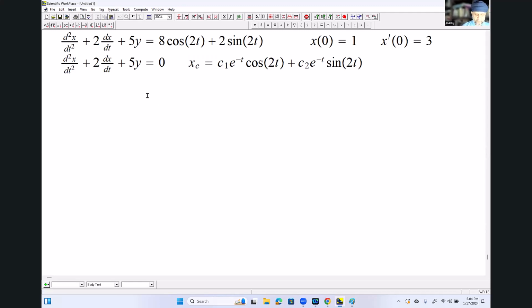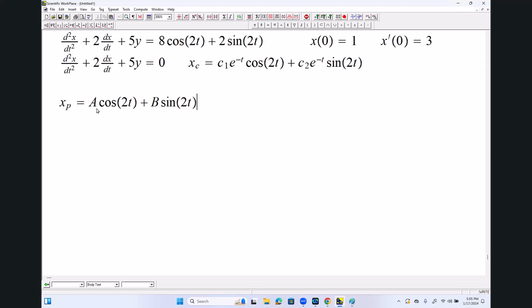Now looking at the form of the function, what looks appropriate for xp? We can say A cosine 2t plus B sine 2t. Do we need to do it twice since there are two functions, or just do it once? No, this is good enough because even if there are two of them, there will always be a linear combination of cosine 2t and sine 2t. So they will turn out to be the same, right?